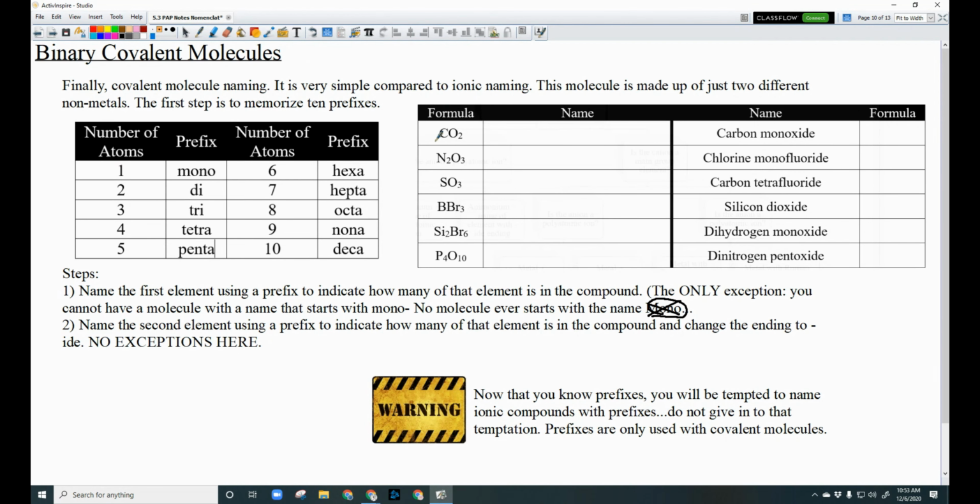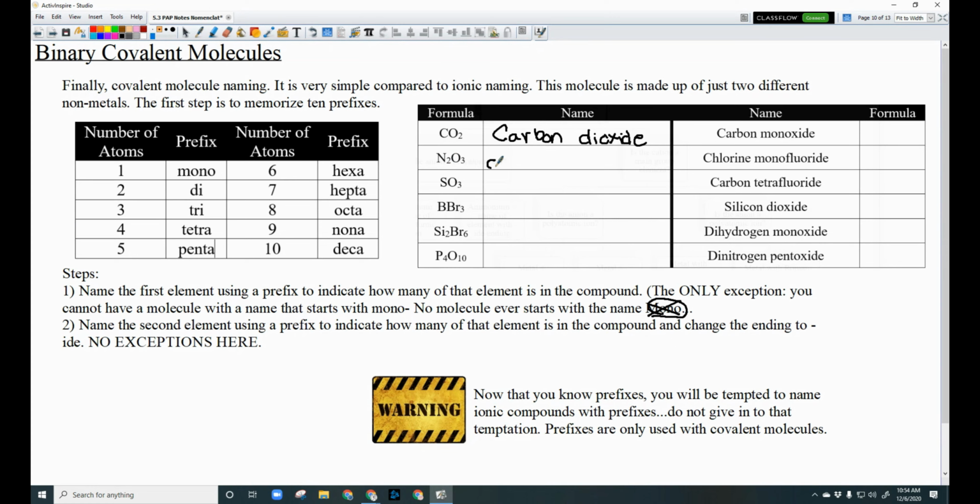All right, so let's look at this. Carbon, we have 1 carbon, so that's monocarbon. We don't start anything off with mono, so we're going to drop the mono. So this is just going to be carbon. We have 2 oxygen. Prefix for 2 is di. Since it's the second element, we're going to change the ending to ide. So this is dioxide. And you knew that. You knew CO2 is carbon dioxide.